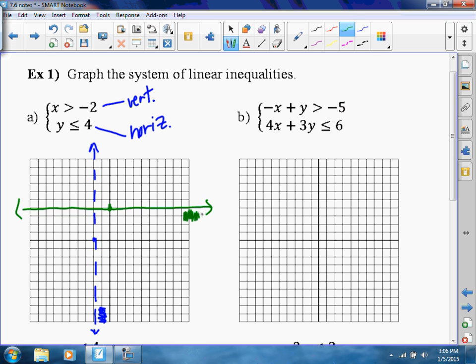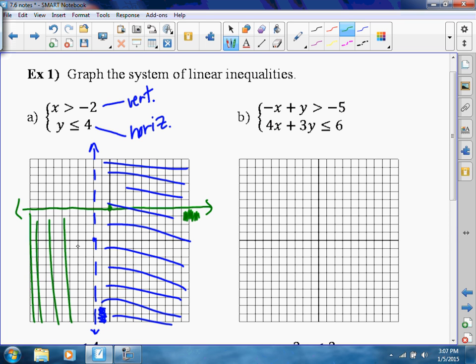Okay, so now the region that gets shaded twice, here I can shade a little bit more for everything. I was going to shade everything to the right of the dashed line, so everything over here would get shaded. And then everything below the green line would get shaded. So now you can see the part that got shaded twice is this part right in here.